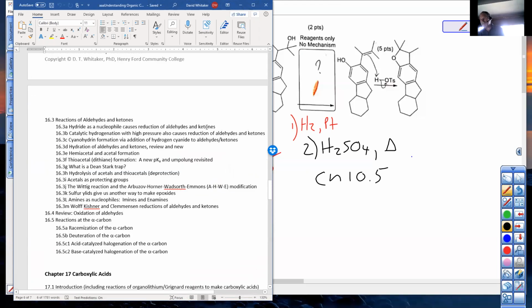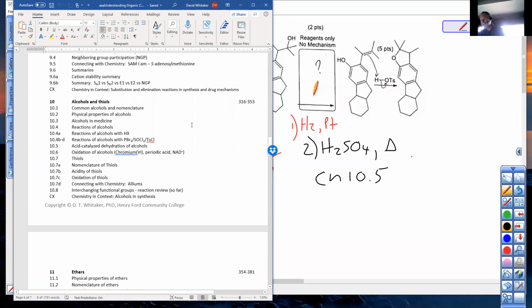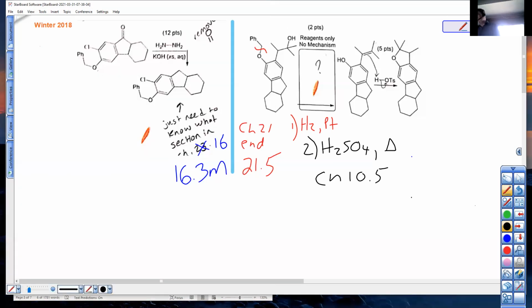Chapter 10 seems like 100 years ago. Acid-catalyzed dehydration of alcohols. Chapter 10.5 as promised. And there's that. And that would make this into this. And then she started her mechanism over here.